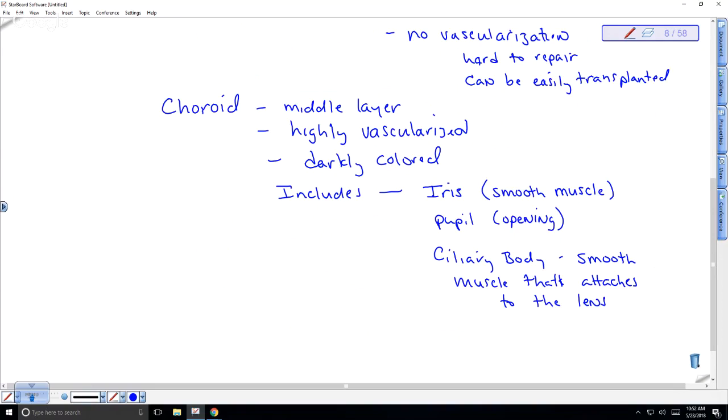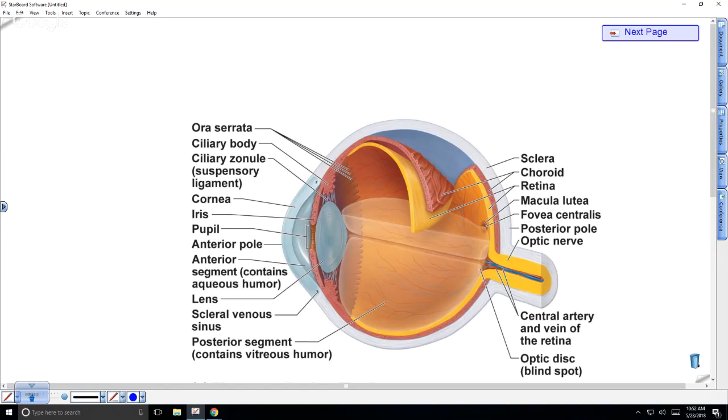Okay, so if we look at the structures here, you need to be able to identify these for the final exam and the midterm. Notice that this outer part is the sclera. The front covering of the eye would be the cornea. It's transparent, but it's still part of that outer tunic. Notice that the choroid is very dark in color. Here would be the iris, which is changing the shape of the pupil and letting light enter.